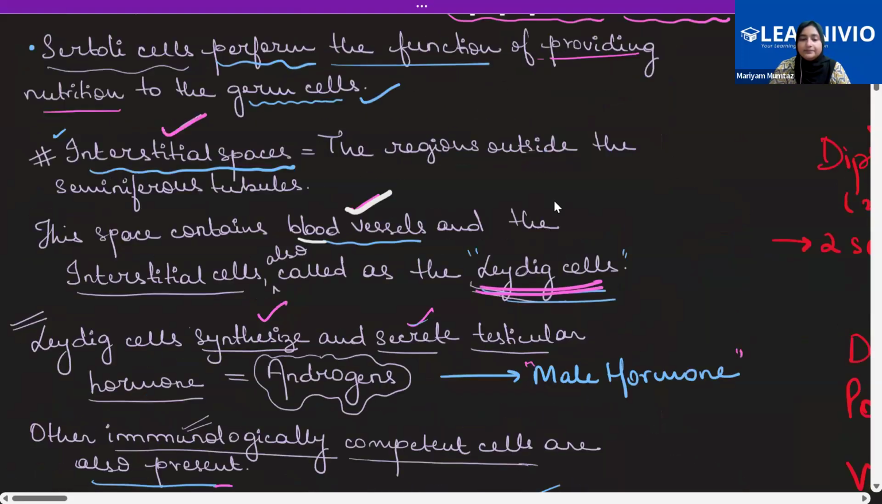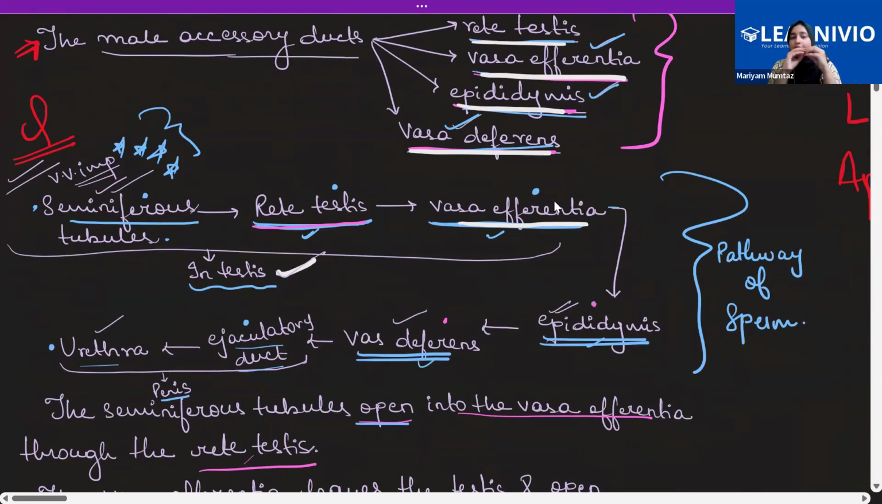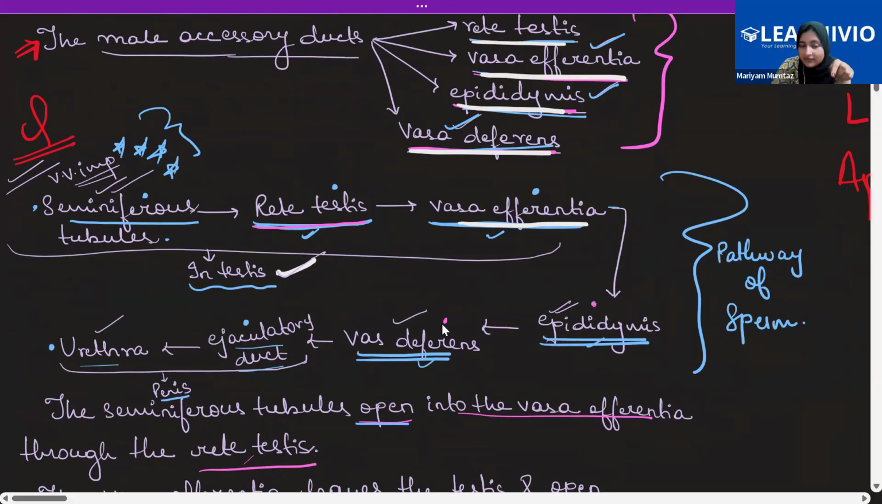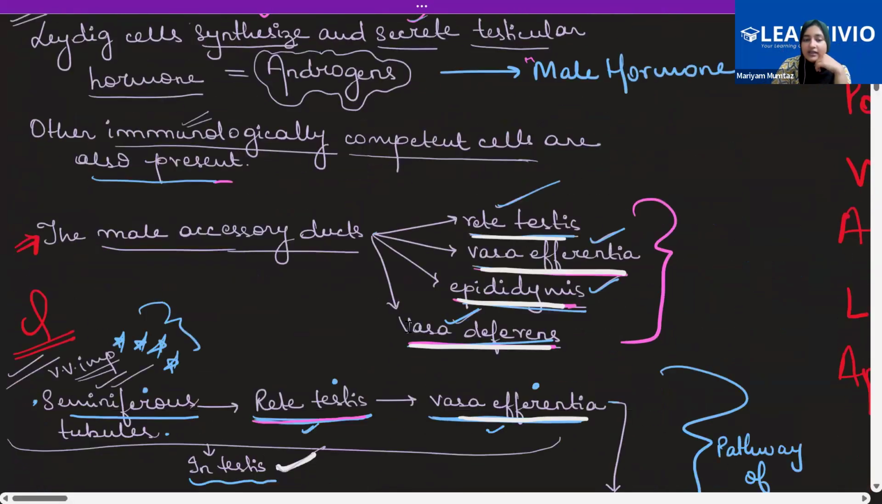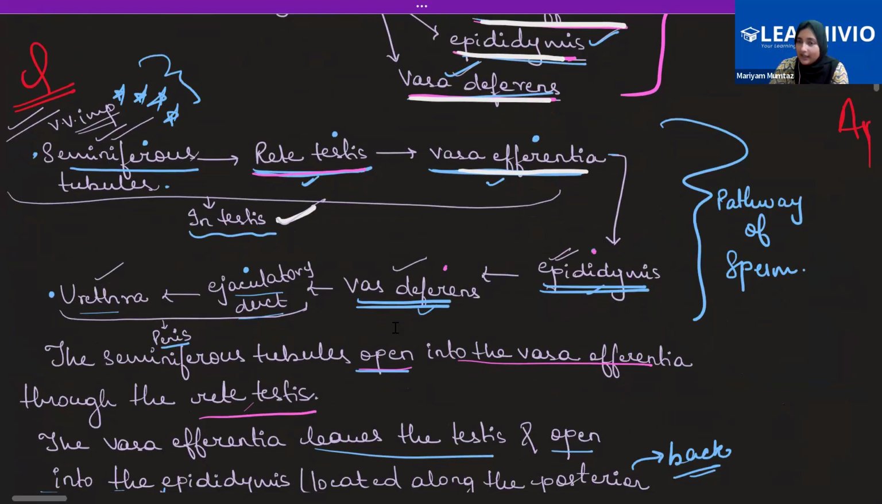How does it begin? The process begins with the seminiferous tubule. They are going to open into the rete testis, which is going to open into the vasa efferentia, which will open into the epididymis, then to the vas deferens, to the ejaculatory duct, and ultimately to the urethra. This is the pathway that the sperms will follow when released out of the body. Clear?